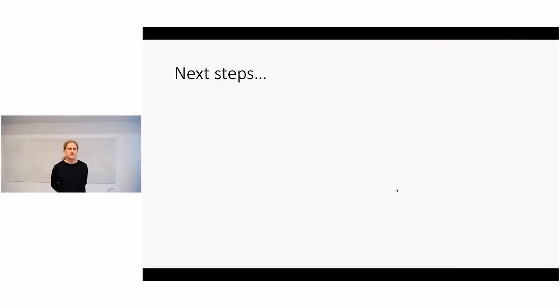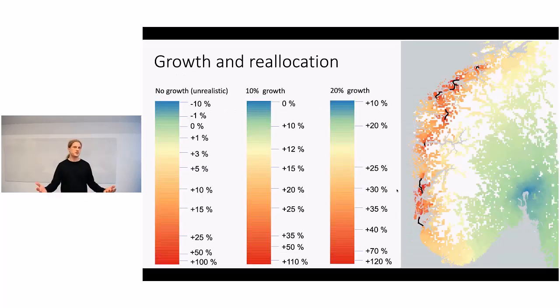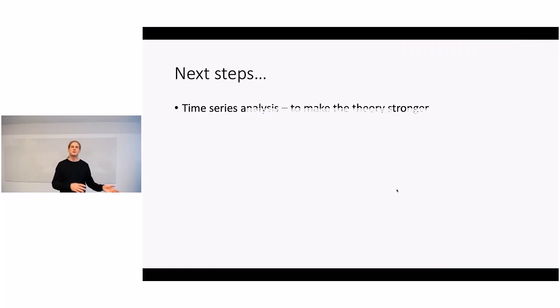So a little bit about the next steps in our project. We are going to make time series analysis in order to make the theory stronger. Because these studies, as you can see in this picture, are just cross-sectional studies, just looking at the reallocation. But we would like to look at changes over time to see if an infrastructure change really changes the urban growth.